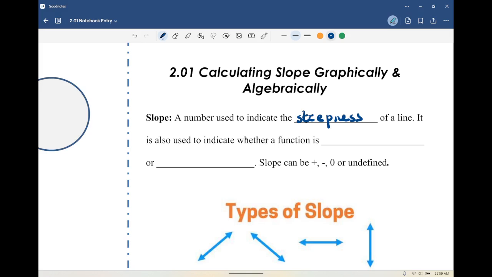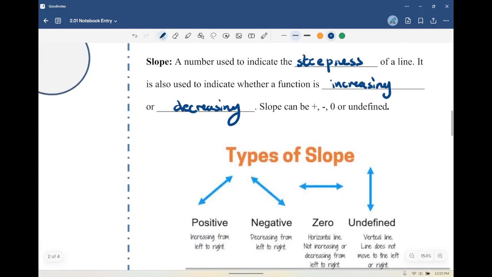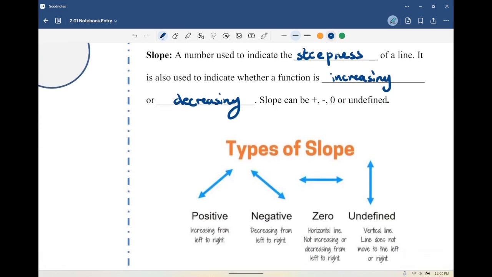We can also use this to indicate whether a function is increasing or decreasing. And so slope is a number used to indicate the steepness of a line. It also is used to indicate whether a function is increasing or decreasing. Slope can be positive, negative, 0, or undefined. For us right now, those are all 4 options. We are not going to see anything outside the realm of these 4.